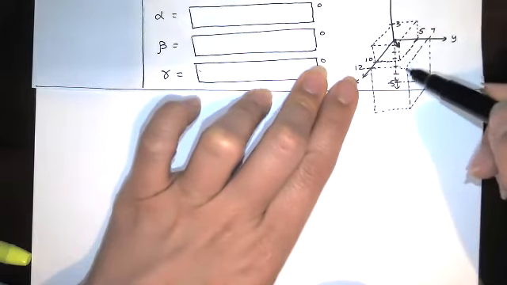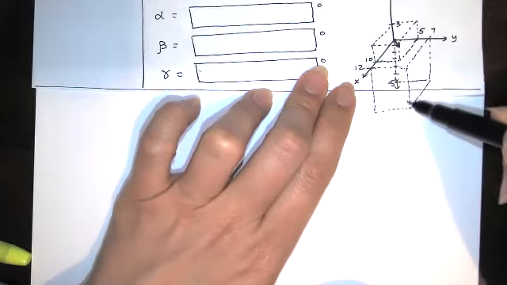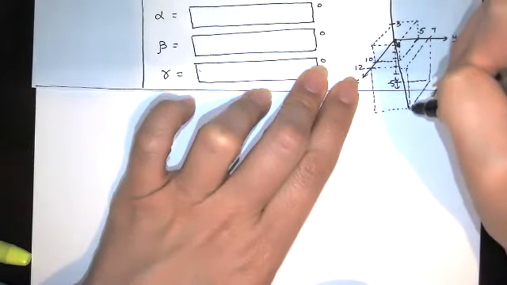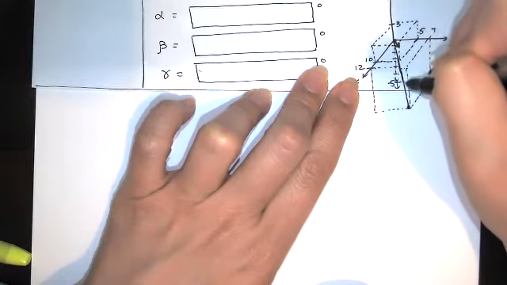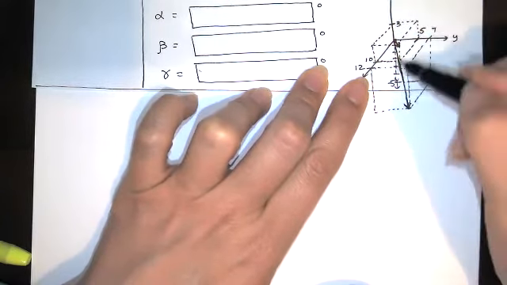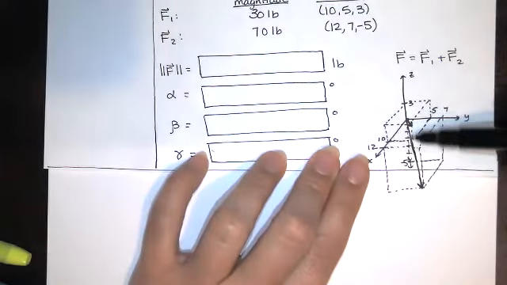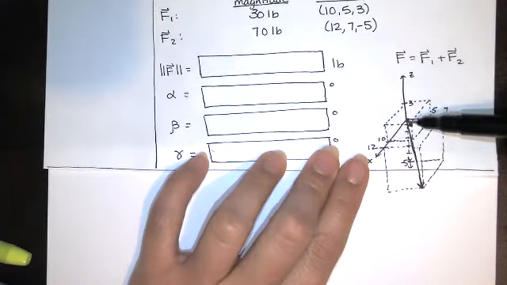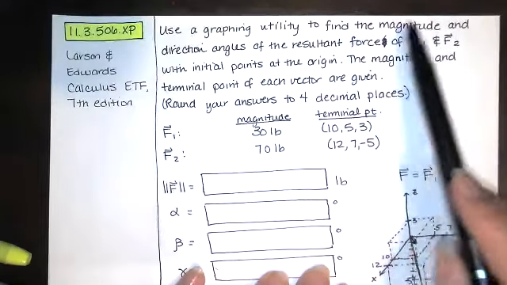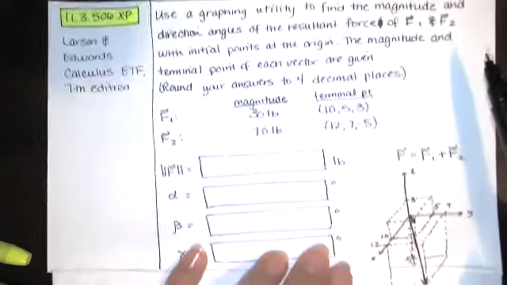So we go 12 units in the x direction, 7 units in the y direction, and down 5 units in the z direction. There's another force that's acting on this line segment. And this force has a magnitude of 70 pounds. So I've got 70 pounds going this way and 30 pounds going this way. And the question says, find the magnitude and direction angles of the resultant force of those two forces.